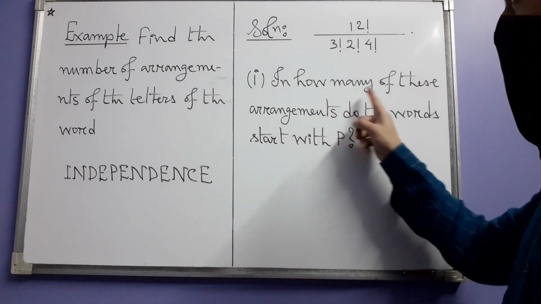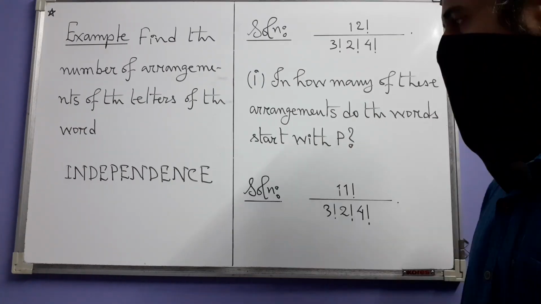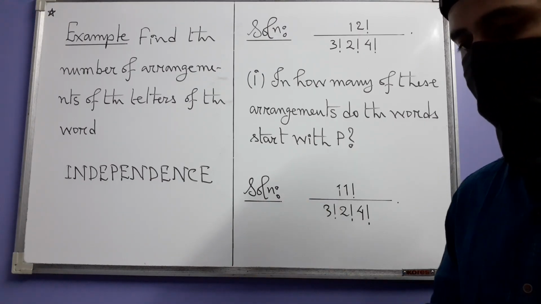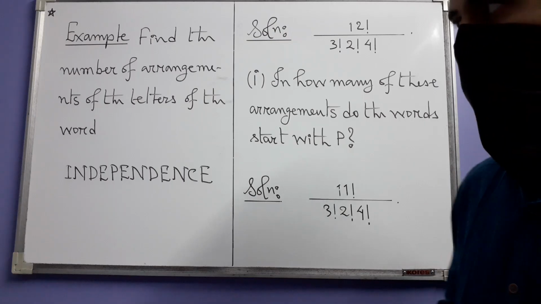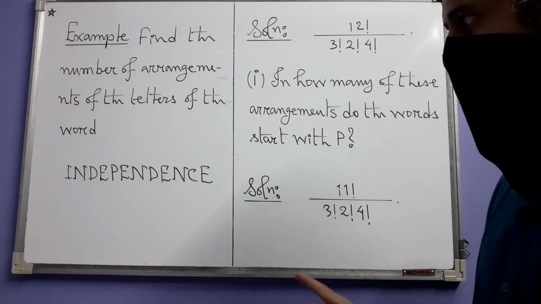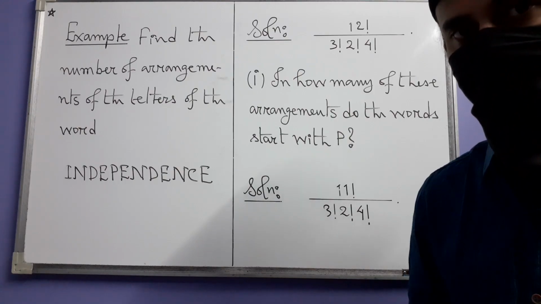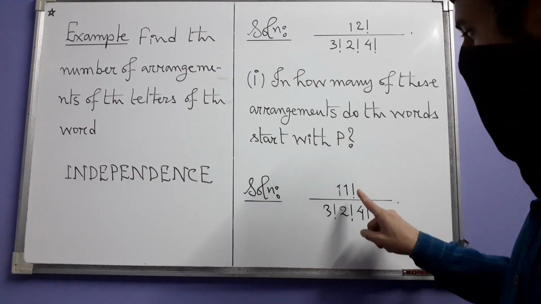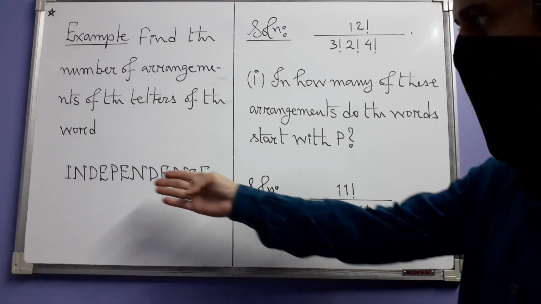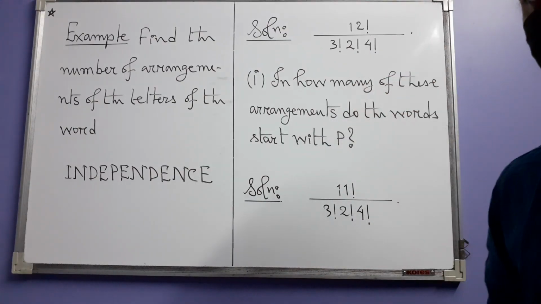Part 1. In how many of these arrangements do the words start with the letter P? So if you are restricting the word to start with P, that means the first place is occupied only by P. So you cannot change that. It is always P. So that leaves us with remaining how many letters? 11 letters. They can only be arranged among themselves. So you write 11 factorial this time in the numerator. However, you still have to take care of those repetitions. So the denominator stays the same.